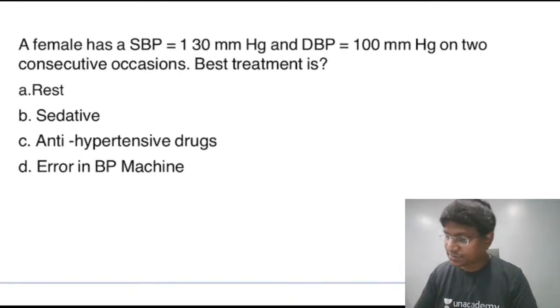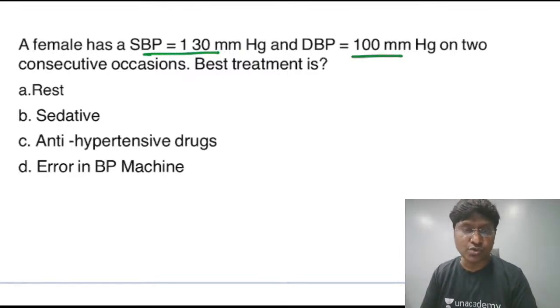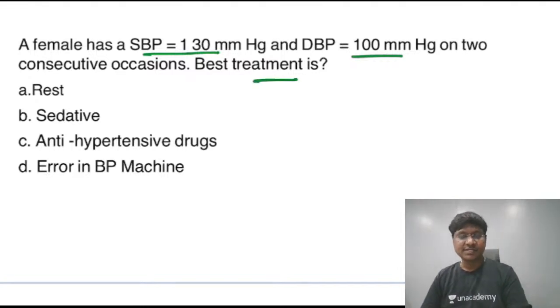Now the next question is, a female has systolic blood pressure of 130 and diastolic blood pressure of 100 millimeters of mercury on 2 consecutive occasions. Now what is the best treatment for this patient? Rest, sedative, antihypertensive drugs, or error in the blood pressure machine.